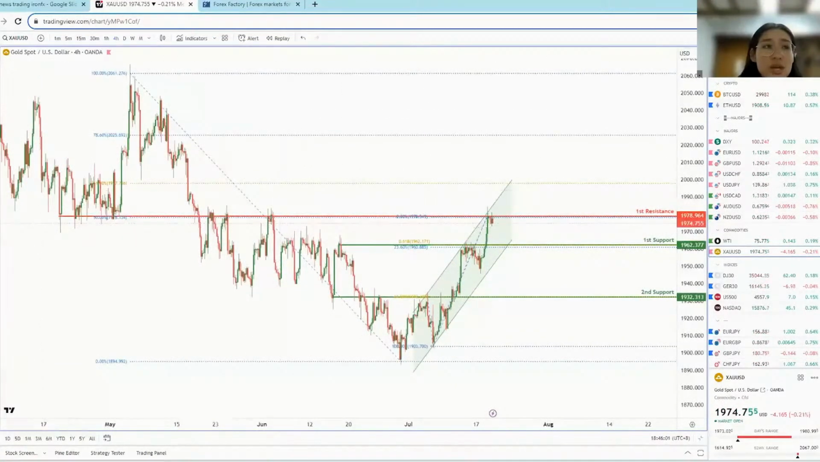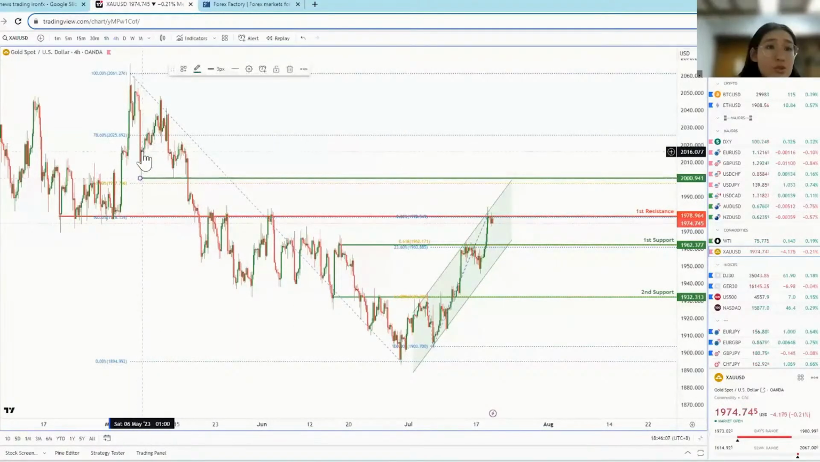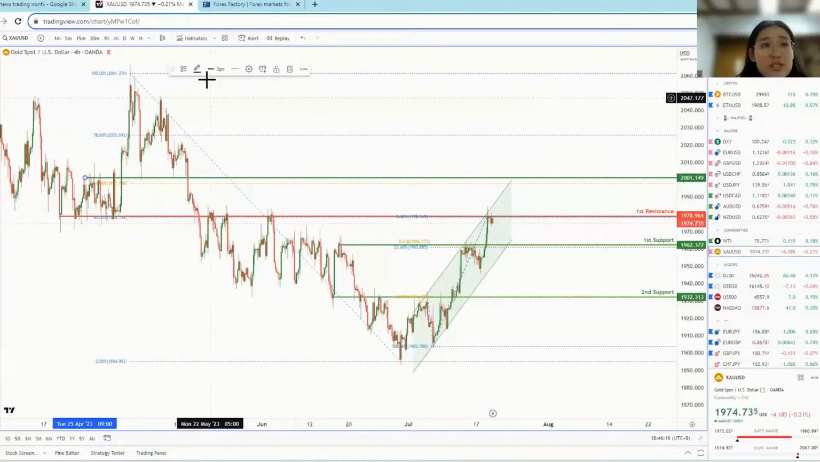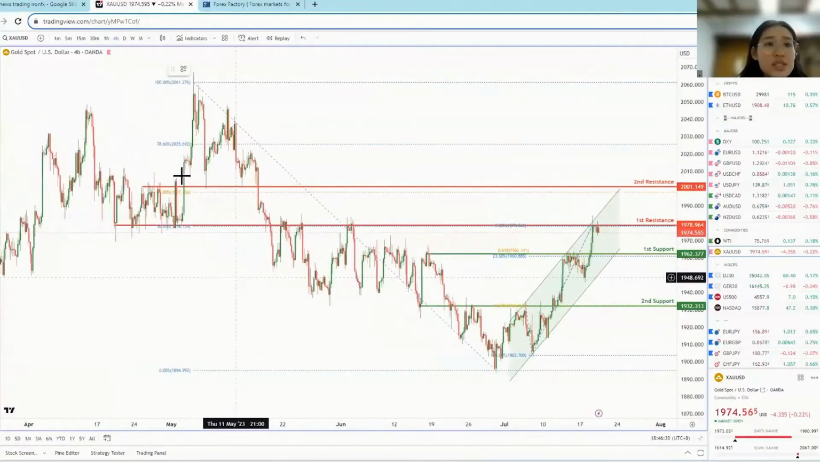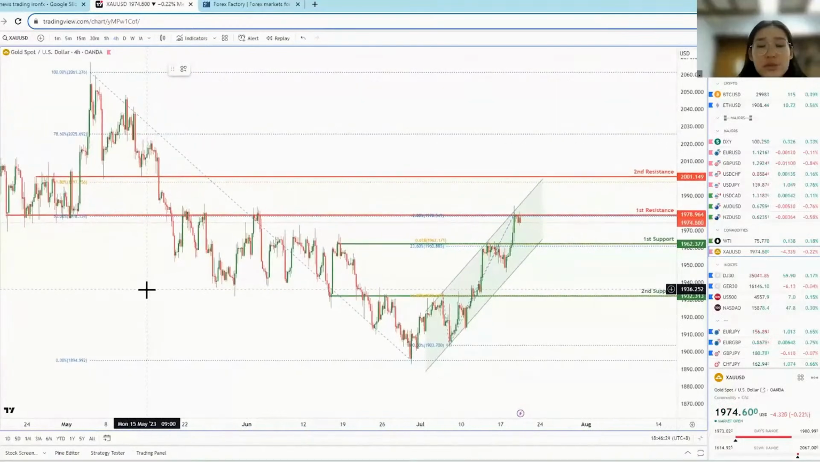But I have one more level I want to take note of. Right over here, we have 2 swing lows. And we can see price has tested this level many times. And it also lines up nicely with our 61.8. So I'm going to take note of that level as well.